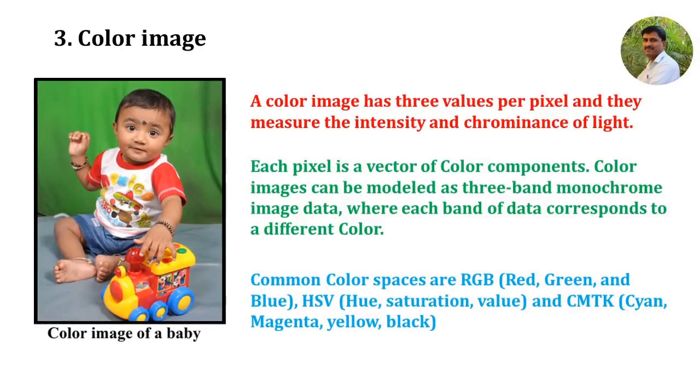A color image is a digital image that includes color information for each pixel. It has three values per pixel and they measure the light intensity and chrominance of light. Each pixel is a vector of color components. Color images can be modeled as a three-band monochrome image data where each band of data corresponds to a color. Common color spaces are RGB, that is red, green and blue, HSV, that is hue, saturation and value, and CMYK, cyan, magenta, yellow and black.